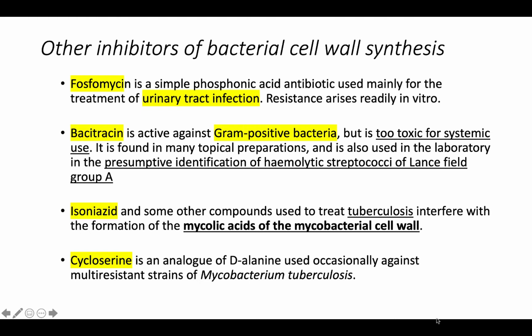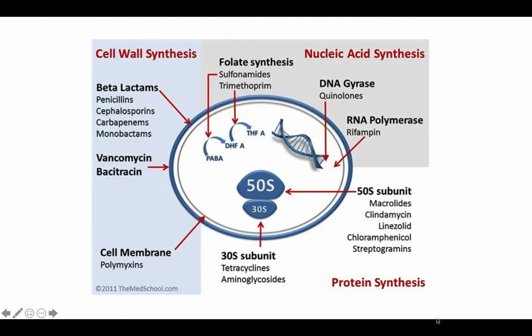Isoniazid and some other compounds that we use. Isoniazid interferes with the formation of the lipid-rich cell wall of the mycobacteria, so the mycolic acid basically. So this is usually an anti-tuberculosis drug. And there is cycloserine, a D-alanine analog, also used in certain resistant strains of TB. So we said this is another.